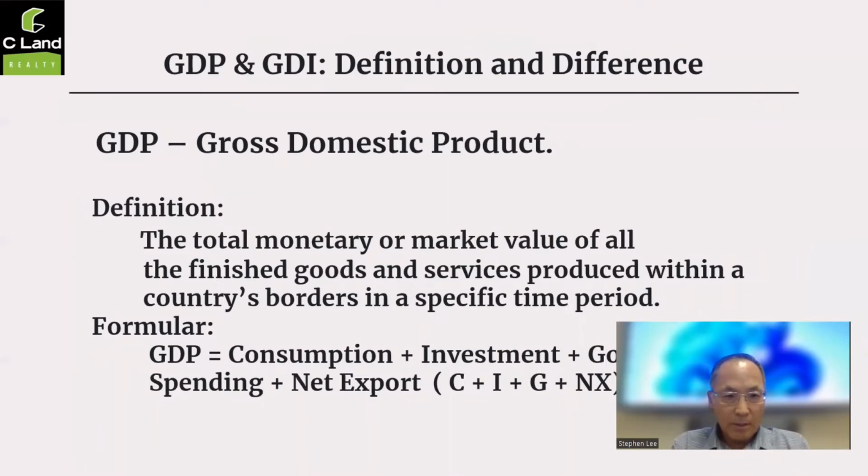GDP is the abbreviation of gross domestic product. So we call GDP. And the definition is the total monetary or market value of all the finished goods and services produced within a country's borders in a specific time period. So usually we go by year GDP or quarter GDP. Mostly we are familiar with the quarter GDP.